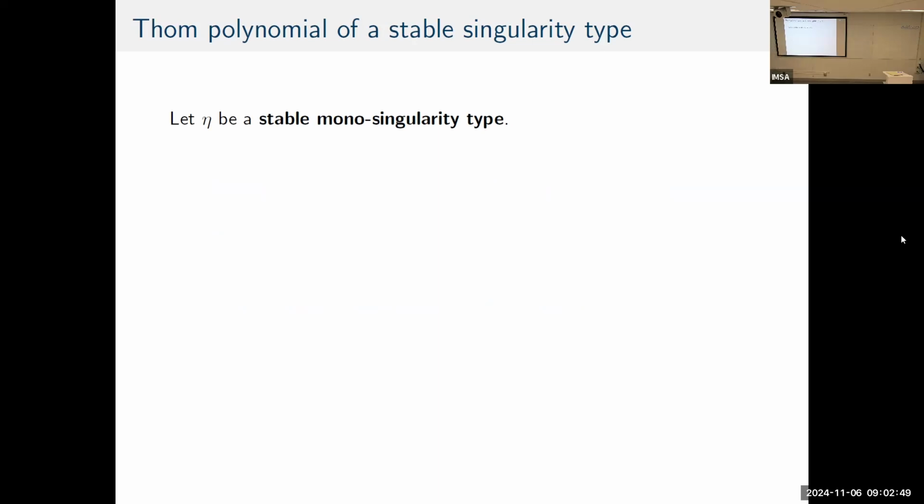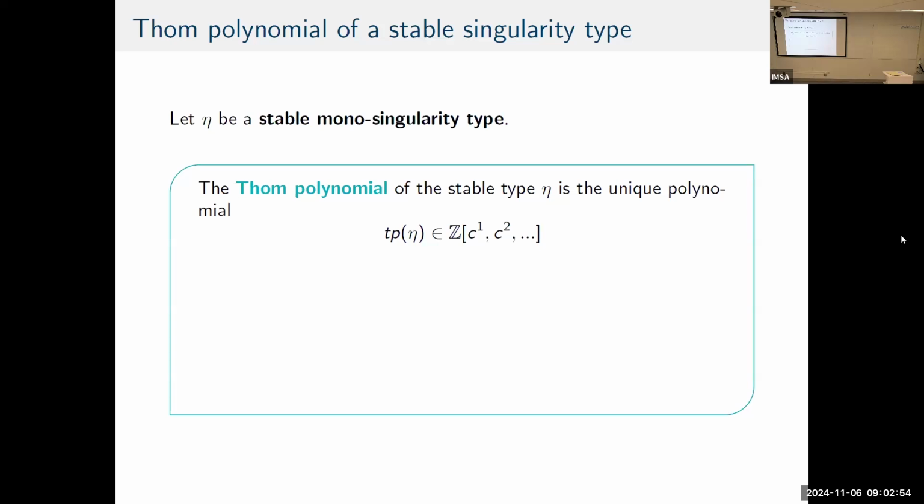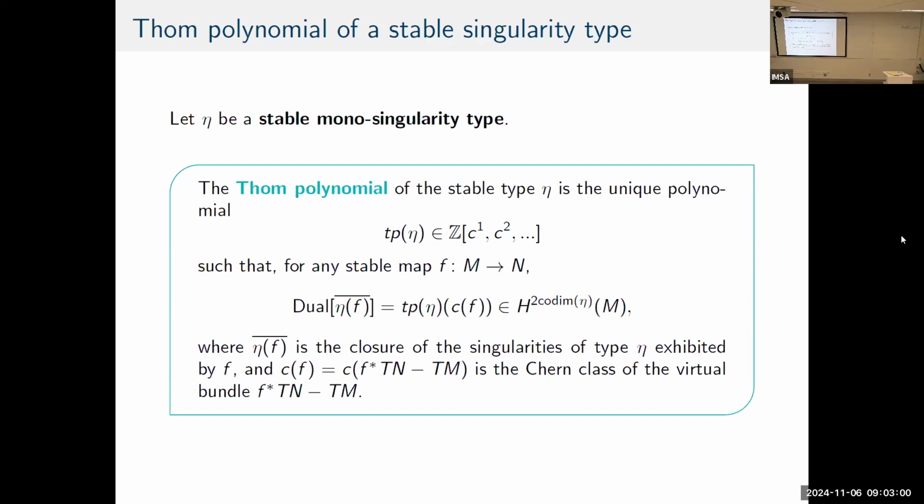Okay? So let's consider a stable mono-singularity type eta, and as you know, the Thom polynomial of a stable type is the unique polynomial satisfying that for any stable map F, yesterday we discussed that that part can be more general, but I will focus on this setting, the fundamental class of the closure of the singularities of type eta of F can be computed as the polynomial evaluated in quotient classes. Okay, so this is the classical setting.